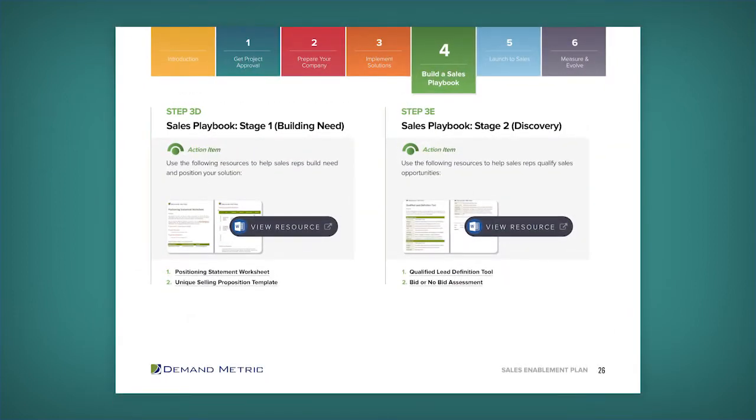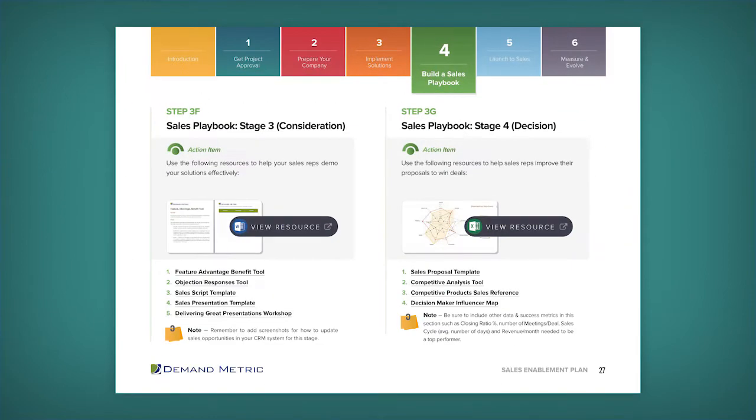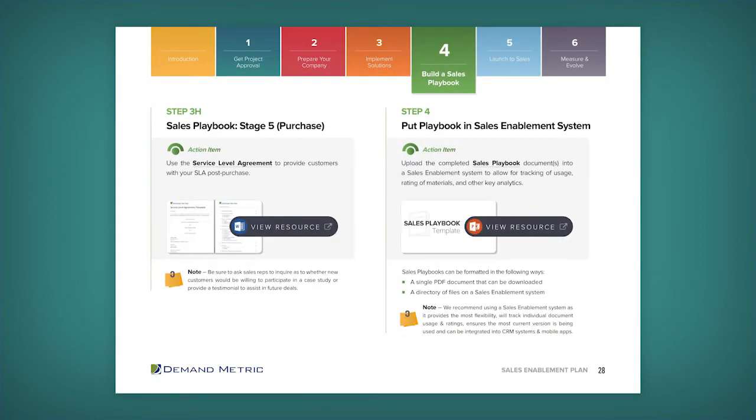Stage 1, building the need. Stage 2, discovery. Stage 3, consideration. Stage 4, decision. Stage 5, purchase. Then you're going to put that playbook in your sales enablement system.